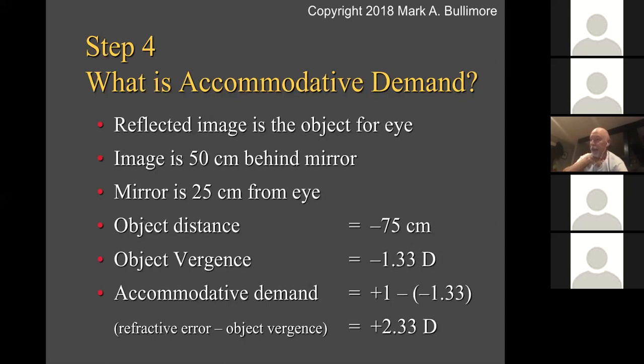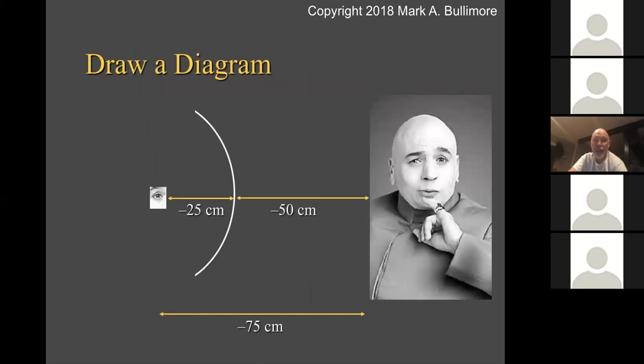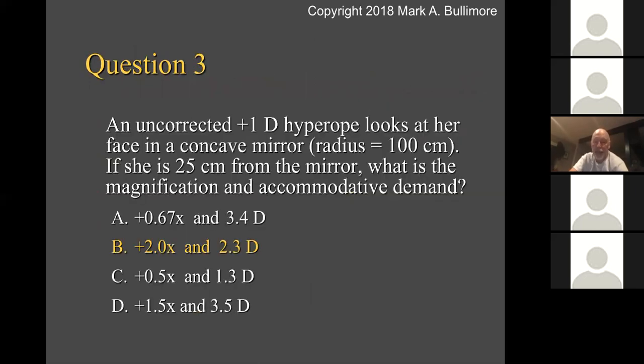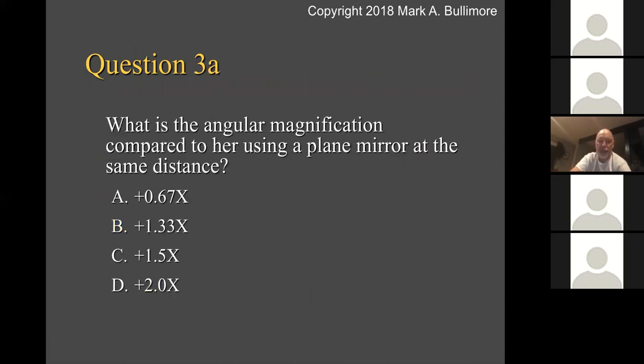So intuitively, before we get our panties in a bunch over the sign formulae, if she were an emmetrope, she'd have to accommodate 1 1/3 diopters because she's looking at something 75 centimeters away. Because she's a hyperope, she has to accommodate a little bit more. So you just add that to 1.33 and you get 2.33. We can draw a diagram again to help us remember that. Again, this is way too complex a question. We're just going through some basic principles.